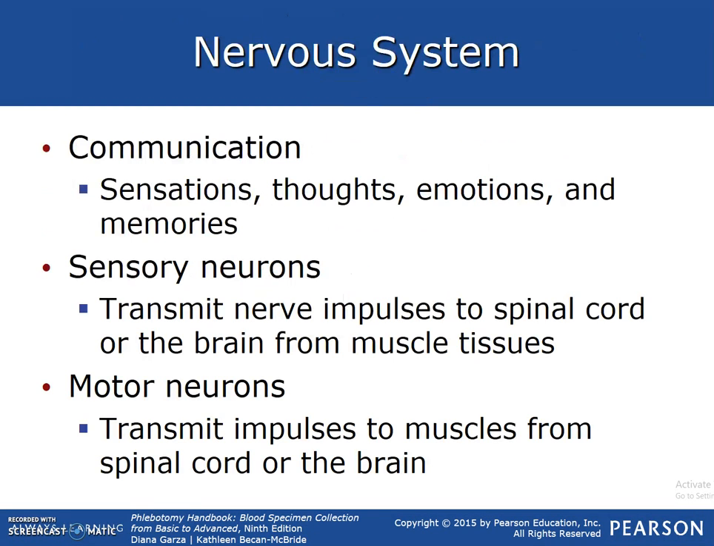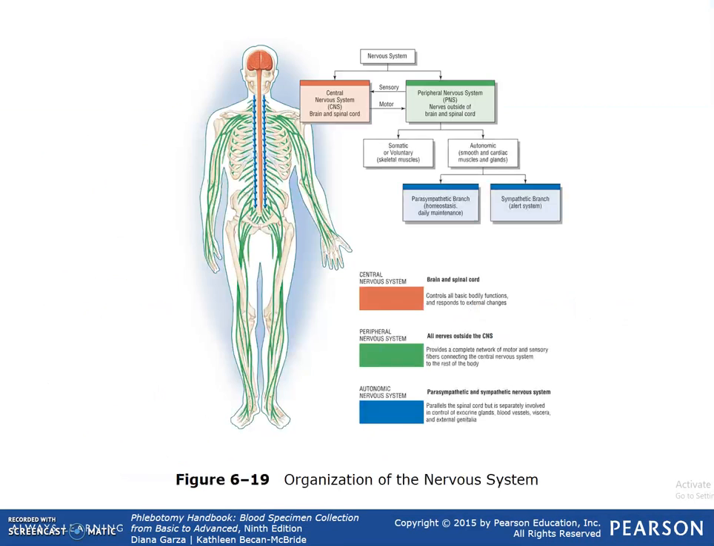Nervous system, this is communication, so sensation, thoughts, emotions, and memories. Sensory neurons transmit nerve impulses to the spinal cord or to the brain from muscle tissues. Motor neurons transmit impulses to muscles from the brain and spinal cord. This is the organization of the nervous system. I will have you review figure 6/19 on your own.